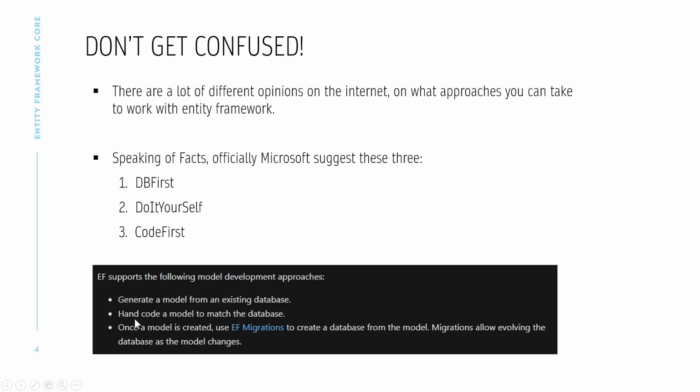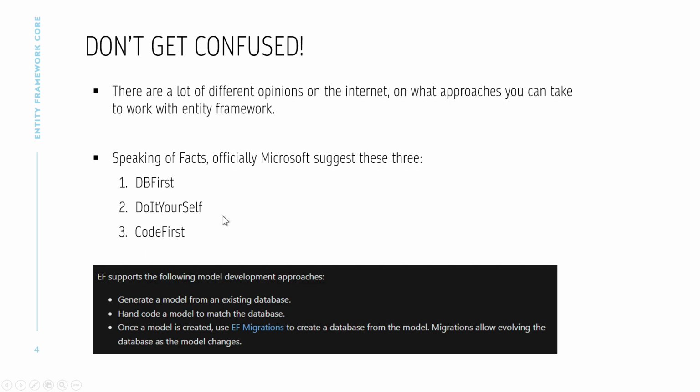The second point is hand code a model to match the database. It means that you don't have a database and you don't have C# models. So what you do is you create all the C# models and then you create all the database and tables which match those models, and do everything by yourself. This is not an official name for this approach, but based on the fact that we have to do everything and Entity Framework won't do anything automatically, I named it do it yourself.